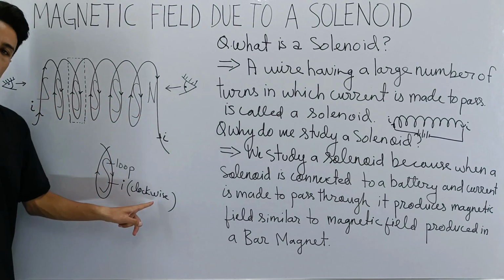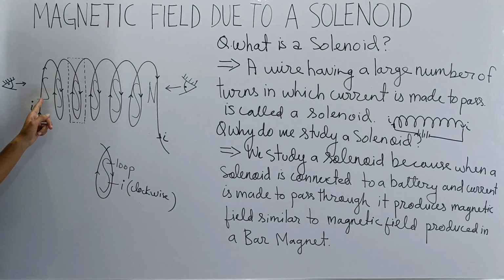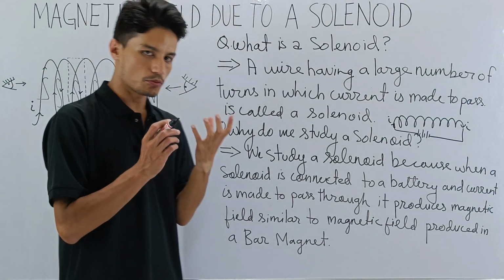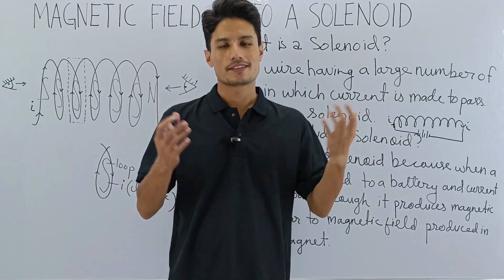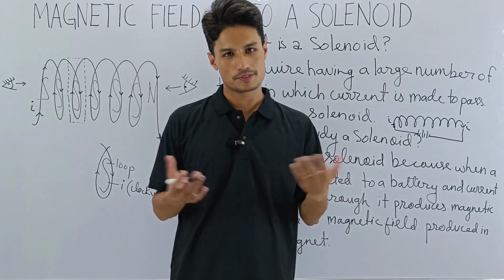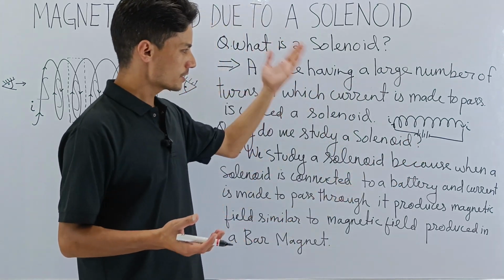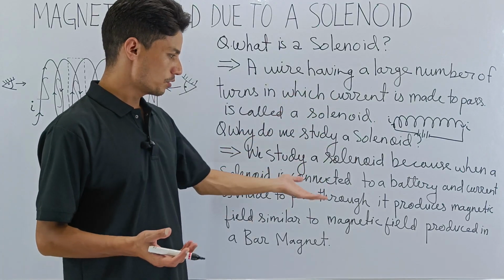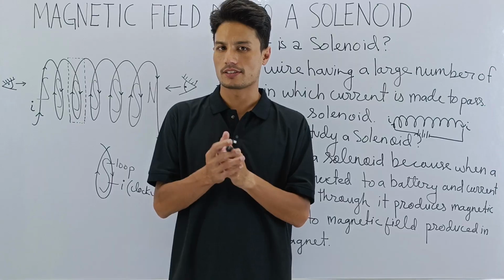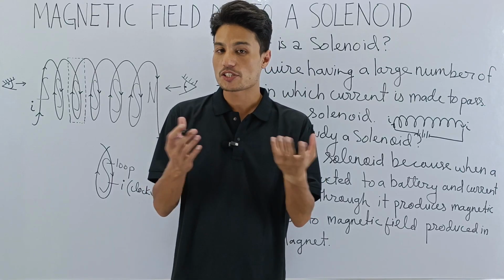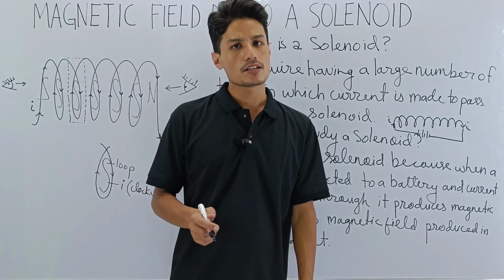Now in a solenoid, current is passing through, and then depending on the direction of current flow, you have your poles, the north pole and the south pole. So if you have the north pole and the south pole, what will happen? Magnetic field lines will be generated. Yes or no? This is the reason why we're studying a solenoid, because when current passes through a solenoid, magnetic field lines will be generated.